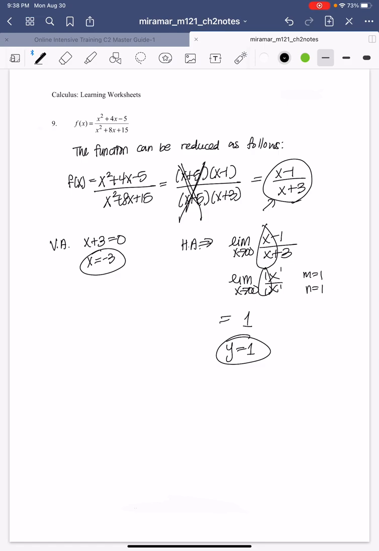All right, that's it for this section. In the next section, we will look at continuity, 2.3.